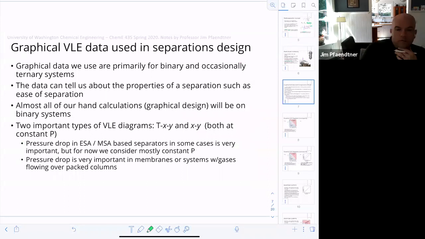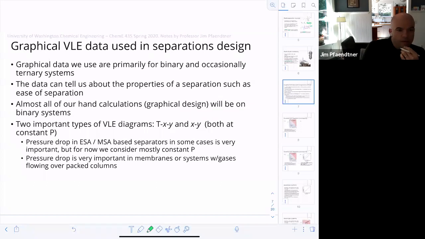So the first thing we're going to do today is binary flash design using graphical vapor-liquid equilibrium data. We'll see on Thursday there are cases where we do graphical design with ternary systems, and that covers a different type of separator, but normally in flash and distillation it's all binary. Getting used to looking at these VLE diagrams, as I noted on the first day of class, can give you a lot of instinct and knowledge about how easy a particular separation is going to be, because in the VLE data that we often look at graphically, there's a ton of information encoded. So it's really a matter of learning what to look for.